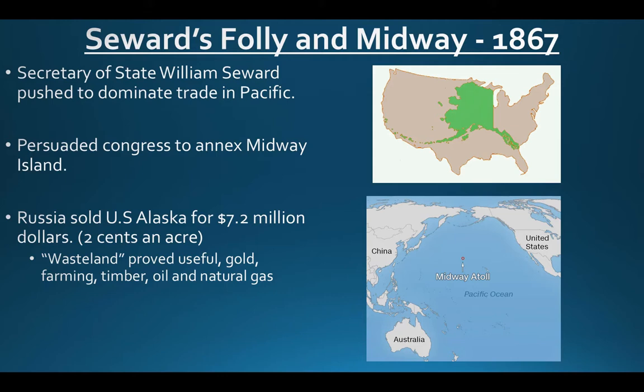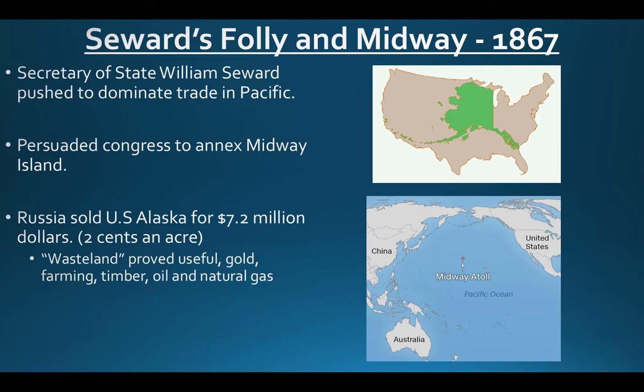So really, the push to dominate the Pacific and Pacific Basin is going to begin a bit before this main imperialism phase picks up in the late 1890s. But at the time, in 1867, Secretary of State William Seward is going to help push Congress to annex Midway Island, which you can see on the map of where it's located, aptly named Midway Island because of its location.